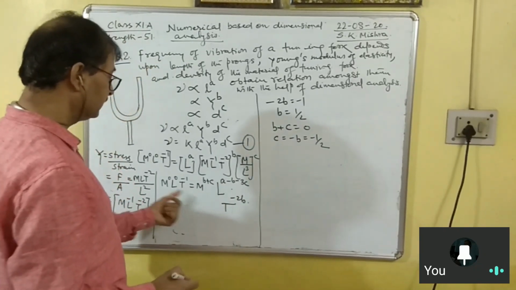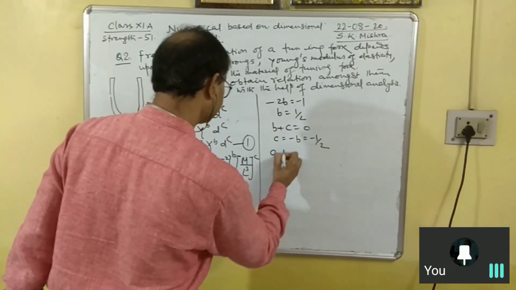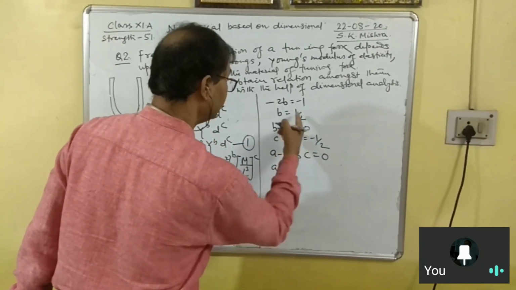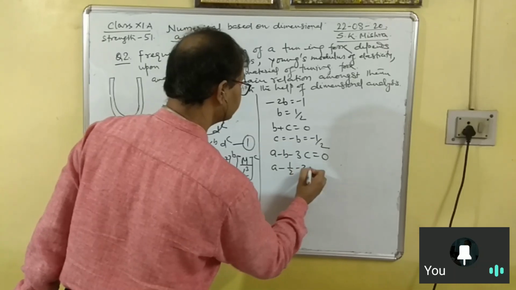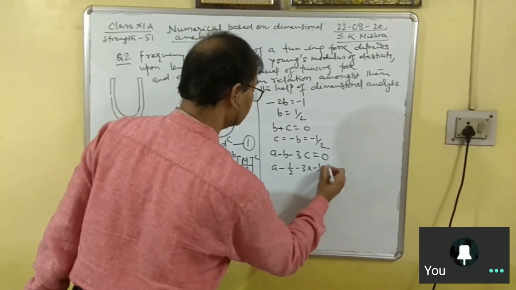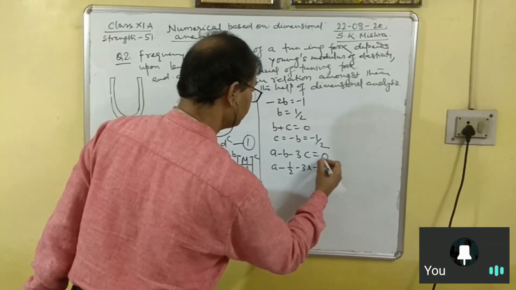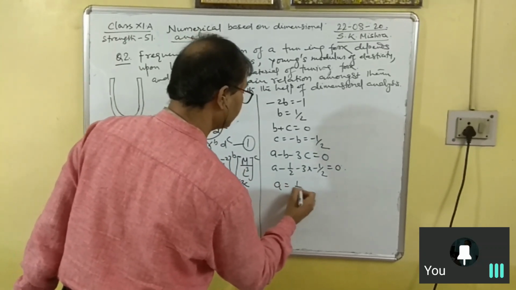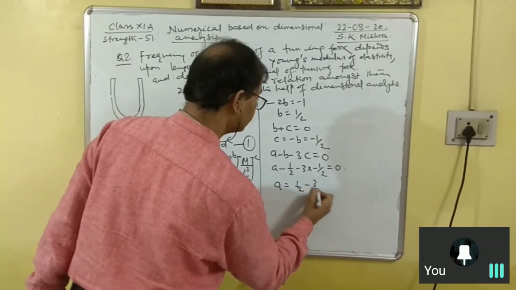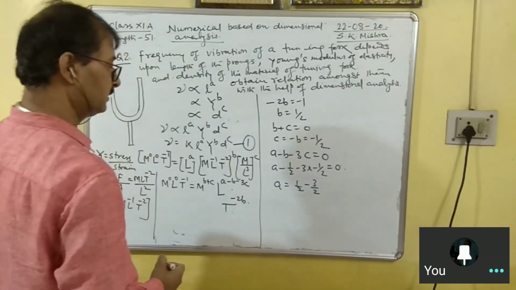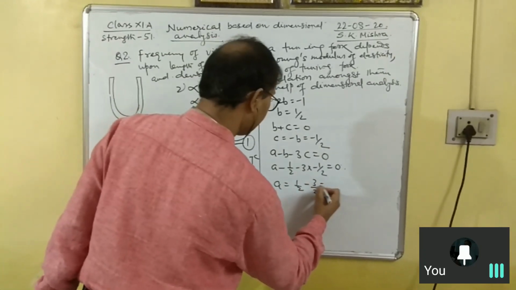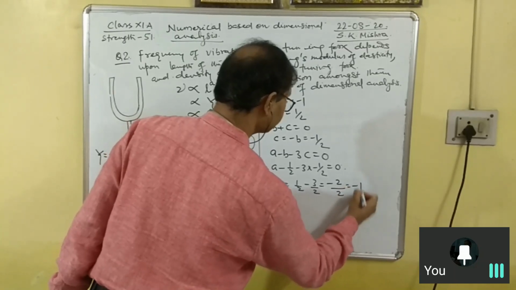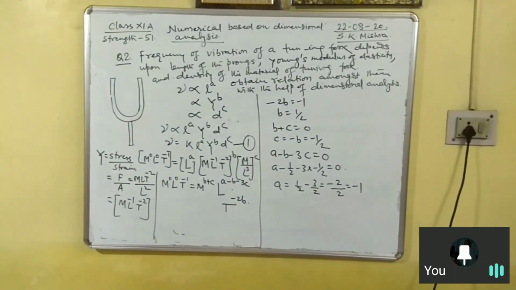And then once you get B and C, you can find A by equating the power of L. So the power of L is A minus B minus 3C, and here it is 0. So A minus B is half, then 3C is minus 3 by 2. This is equal to 0. So A equals half minus 3 by 2, so it's minus 1. A equals minus 1.